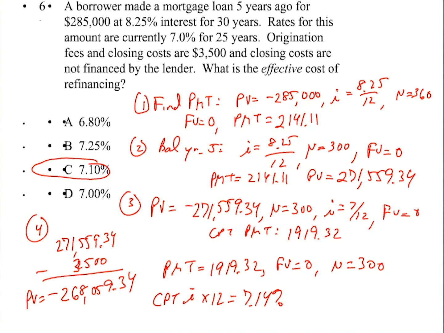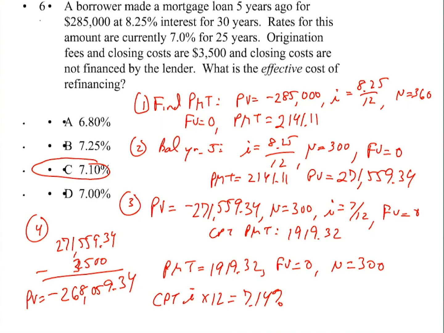Now we use that payment to find out the balance of the loan after 5 years, so what we would have to refinance. So the interest rate at 8.25. Now there would only be, since 5 years would have gone by, 300 payments left, future value 0. We know the payment, $2,141.11, and we calculate the present value, or the balance at the end of the 5th year, $271,559.34.